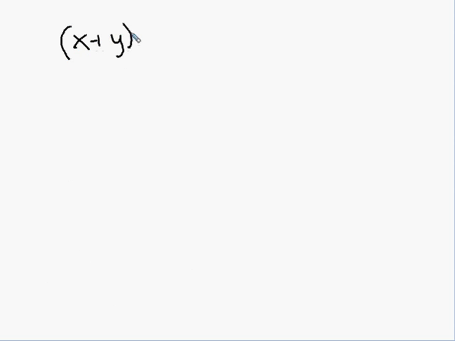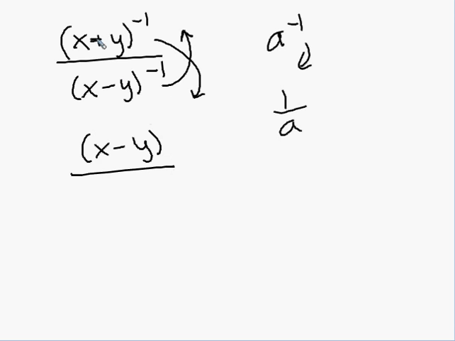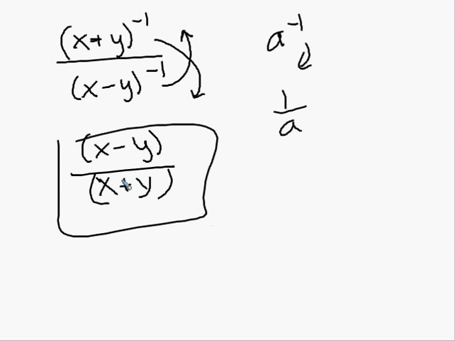Alright, another one. X plus y to the negative 1 over x minus y to the negative 1. And, oh no, freak out. Well, if I had a to the negative 1, anything, I would just move that down, right? 1 over a. So I can move this piece up and that piece down. So I have x minus y, and now the exponent is positive, and move that one down, and I have x plus y, and I'm done. That's it.